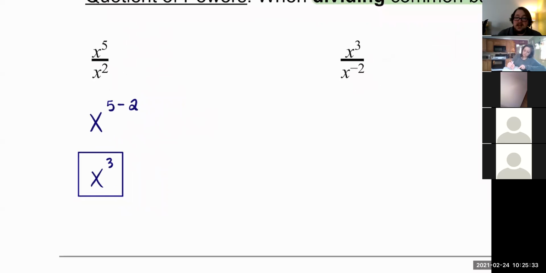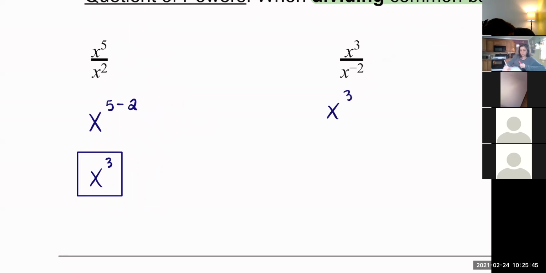Next one. Again, I see that negative exponent. I'm a little worried, but I don't worry about it until the very, very end, because maybe it sorts itself out. So in this case, I'm going to have x to the power of 3 minus a -2. The subtraction is because I'm dividing the common bases. And of course, the 2 is negative, but 3 minus a -2 becomes positive 5.